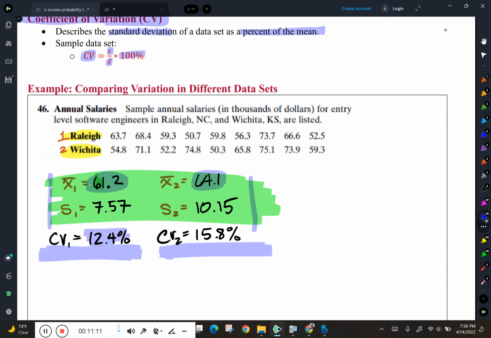So I know it's going to be 61.2 or somewhere around there, pretty close to it, within 7.5 or so. Whereas this one is 64, but there's more variability, and because there's more variability, it could be lower or it could be higher. So when I think about the range of salaries, here smaller range, here bigger range, because I have a larger CV, a larger standard deviation, however you want to word that.